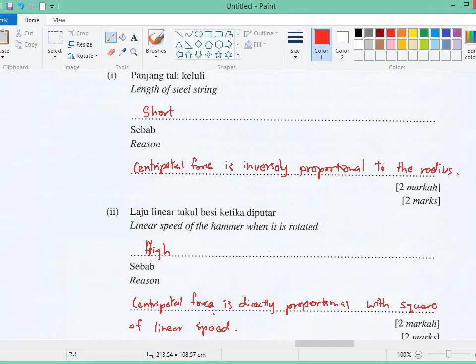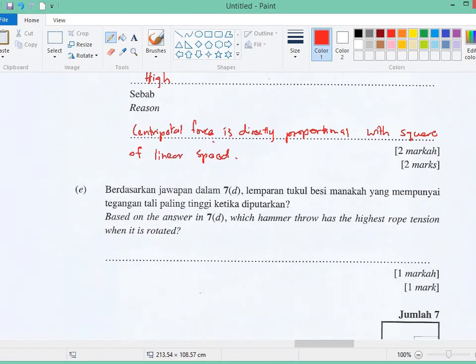So that means we want the short one and the fastest one. Based on the answer in 7D, which hammer throw has the highest rope tension when it is rotated? So H. Hammer throw H.